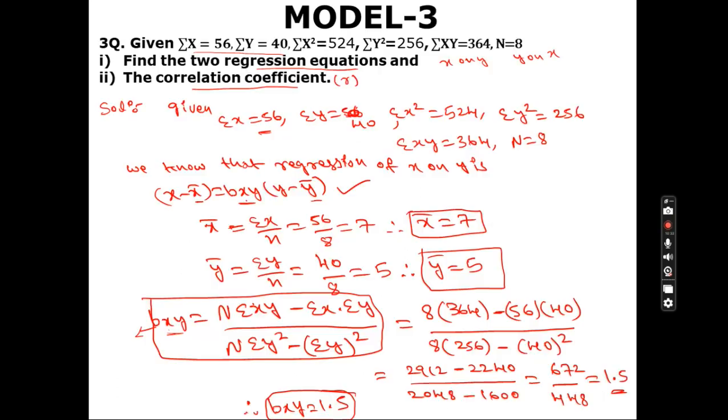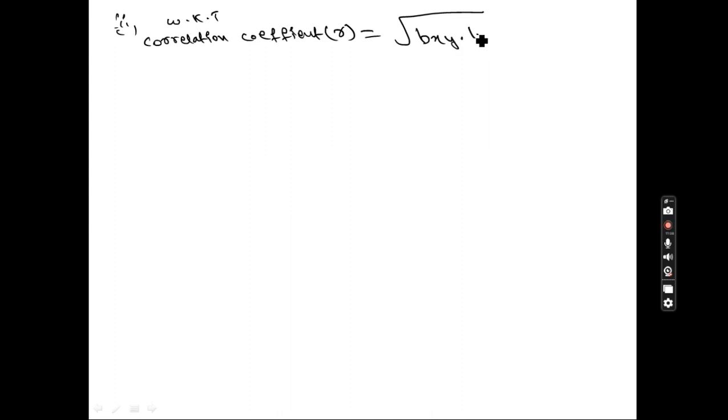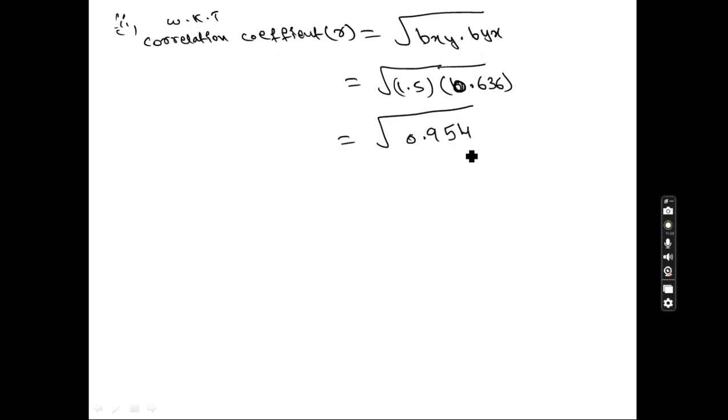So as per the problem, just once go to the problem. What is asking? The first bit is to find the regression equation, so we have done the first bit. Now go to the second bit of the question, which is asking to calculate the correlation coefficient. We know that r is equal to square root of bxy into byx. You know already bxy is 1.5 and byx is 0.636. If you multiply these two values, 1.5 into 0.636 is 0.954. If you apply the root, you will get 0.9767.